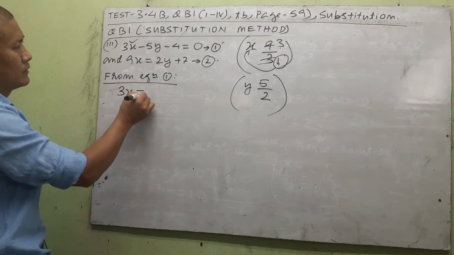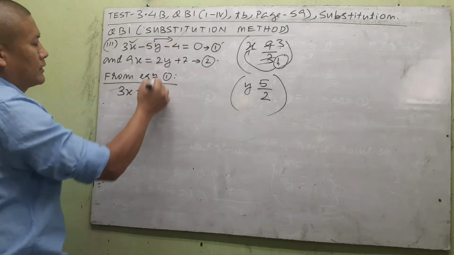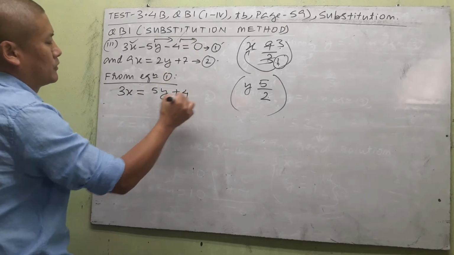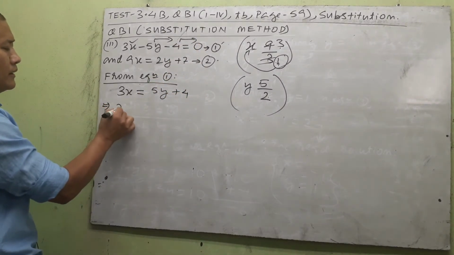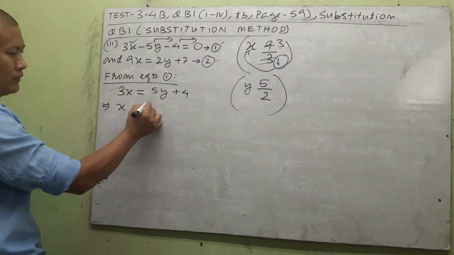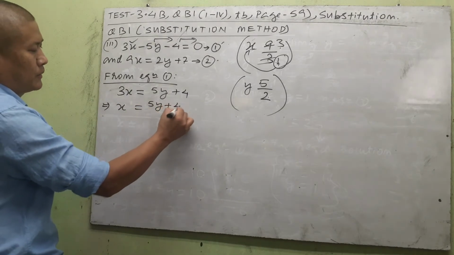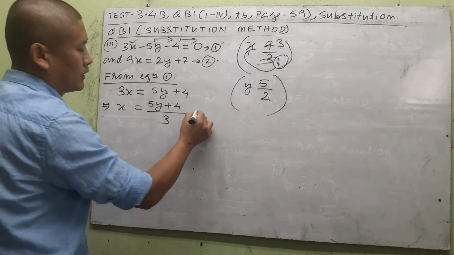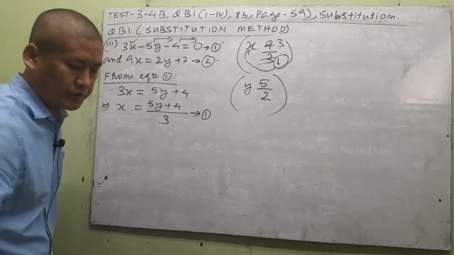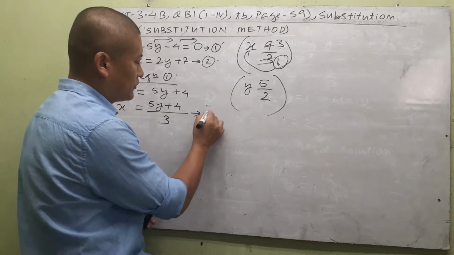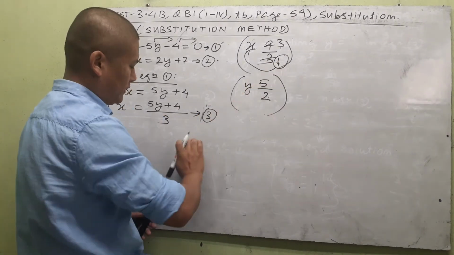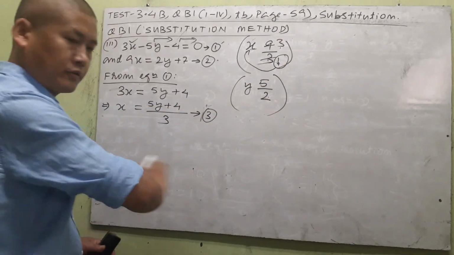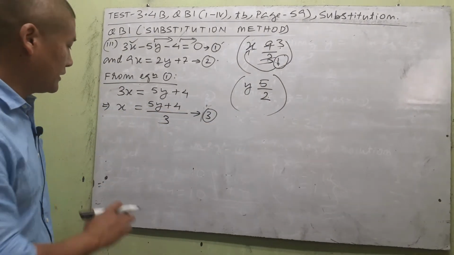3x is equal to, shift this one right side, plus 5y. Shift this one right side, plus 4. Then next, only x should be on one side, so x alone, and 5y plus 4 divided by this 3 will come down to the denominator. This is equation 1, or equation 3. So if you do like that, you know that after solving in the next 2 steps, you're going to get 1 in the denominator, which is easy to solve. Easier, not easy, but easier to solve.